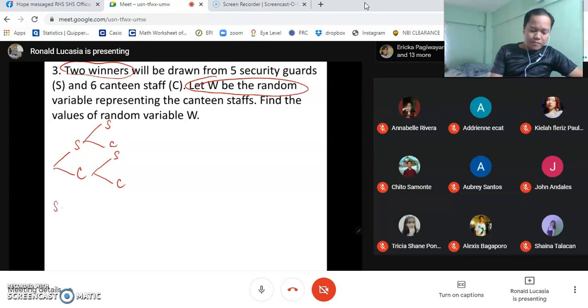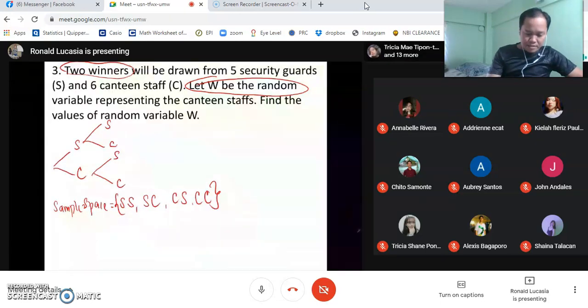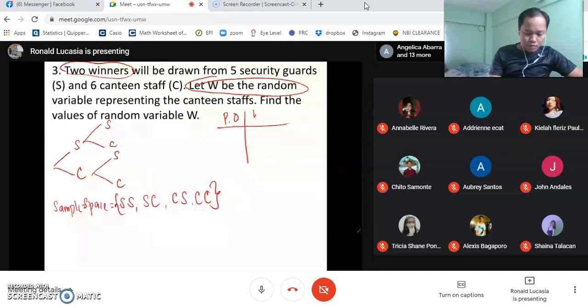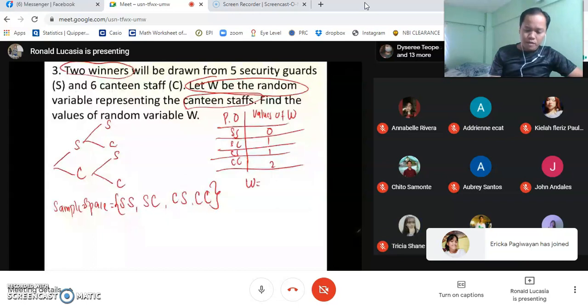So the sample space here will be security guard and security guard, security guard and canteen staff, canteen staff and security guard, and then canteen staff and canteen staff. Do not forget the braces because the sample space, by definition, is a set of all the possible outcomes. So we have now the possible outcomes, using abbreviations, and then the values of W. So this is SS, SC, CS, and then CC. Our random variable is only for canteen staff, so this will be 0, 1, 1, and then 2. So the values of W will be 0, 1, 2.